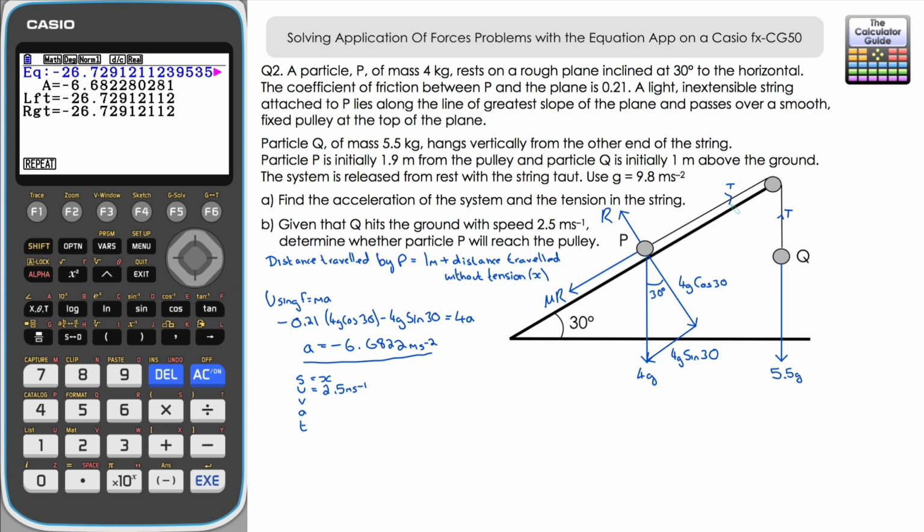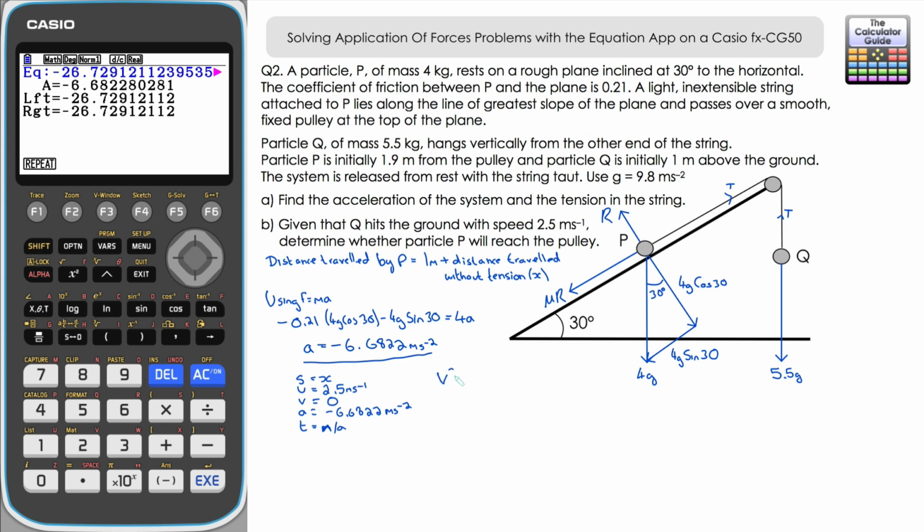What are we looking for? We're looking for when P comes to a stop. So V is going to be 0, when the speed is 0, and A, we've just found out, is now minus 6.6822 metres per second squared. Time is not going to be applicable for this one. So what equation of motion are we going to be using for this? We're going to be using v squared equals u squared plus 2as.